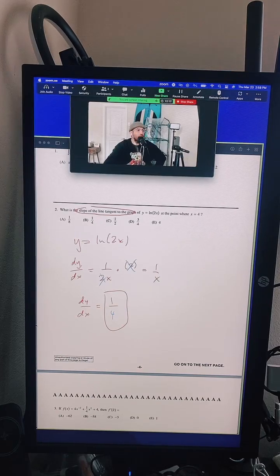Nice. I think Coop was already saying what the answer was going to be. Let's go ahead and erase this. Let's go on to the next one.